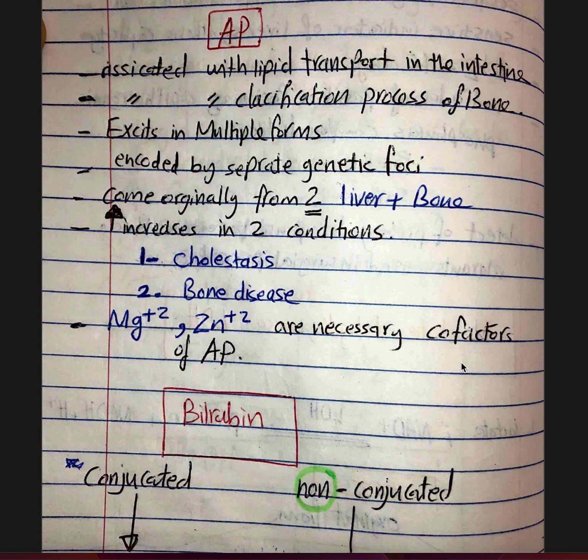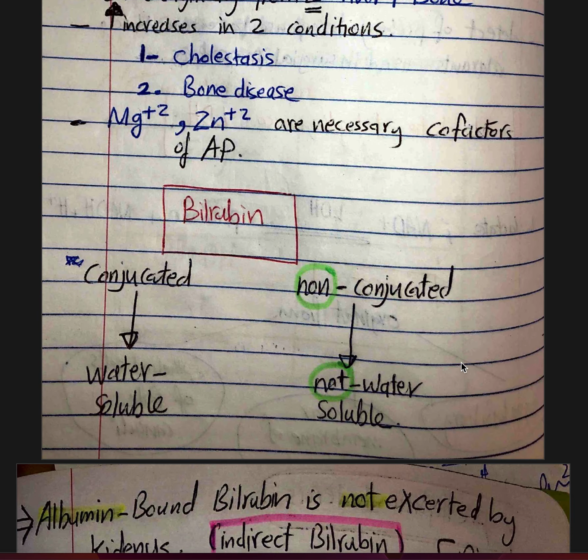We have discussed that before, and it comes originally from two sources, which are the liver and the bone. So it increases in cholestasis, and also in any bone disease. And we said before that the cofactors of alkaline phosphatase are zinc and magnesium. So zinc and magnesium are the best cofactors for the alkaline phosphatase enzyme.